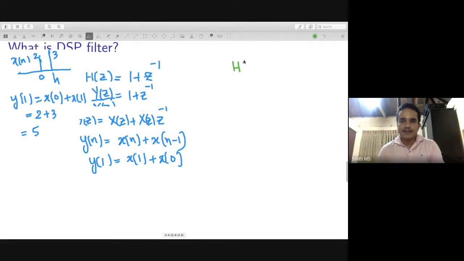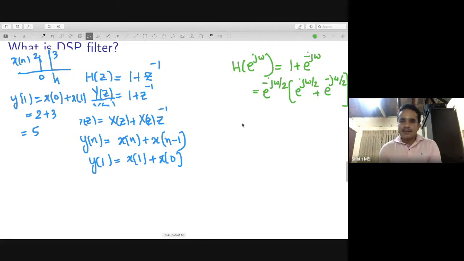Instead of z, let us write z = r e^(jω). If r is equal to 1, it becomes the discrete-time Fourier transform, and you can write H(e^(jω)) when r becomes 1. So H(e^(jω)) is 1 + e^(-jω). Now if you take e^(-jω/2) outside, this becomes e^(jω/2) + e^(-jω/2).